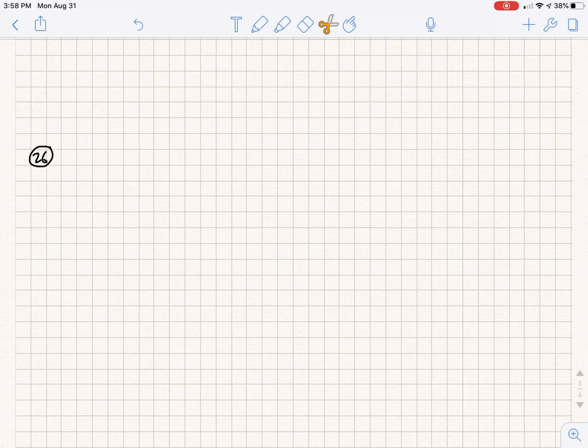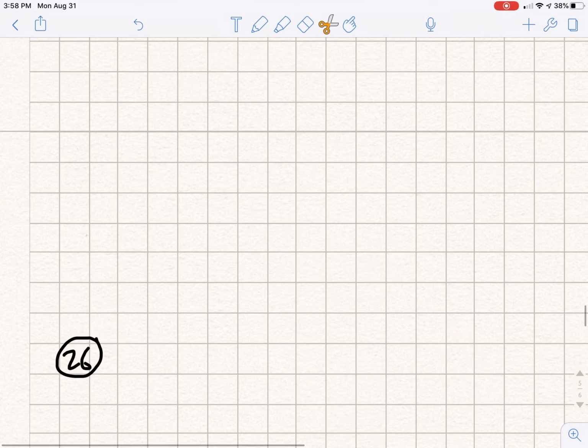In question 26, it says a truck covers 40 meters in 8.5 seconds while smoothly slowing down to its final speed of 2.8 meters per second. A. Find its original speed. B. Find its acceleration. Well, this is an example of what is called a constant acceleration problem.